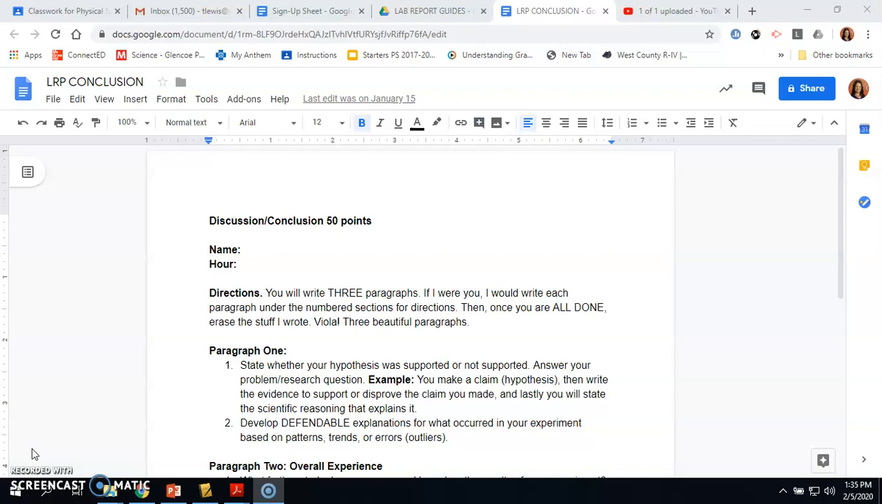So let's talk about a discussion conclusion. Discussion conclusion can be very subjective. What is subjective? Well, that means it can be heavily based on your opinion. Now, you might use some facts to back that up, but still, it is very much so opinion-based. And this is where some of you get into trouble.